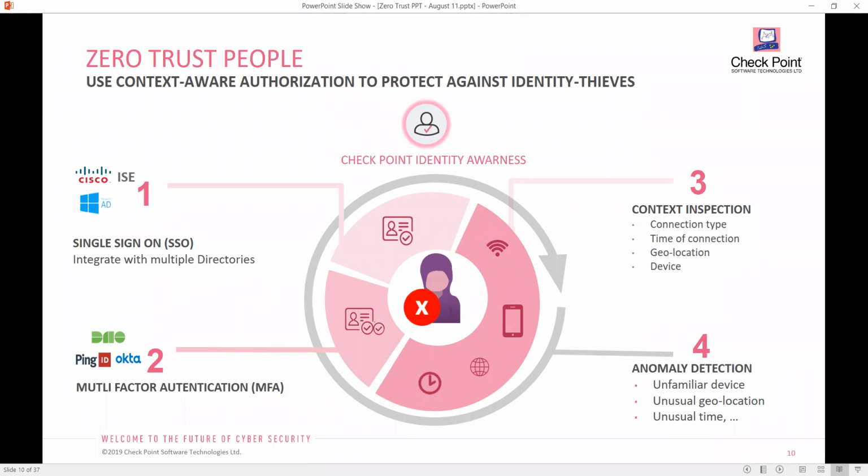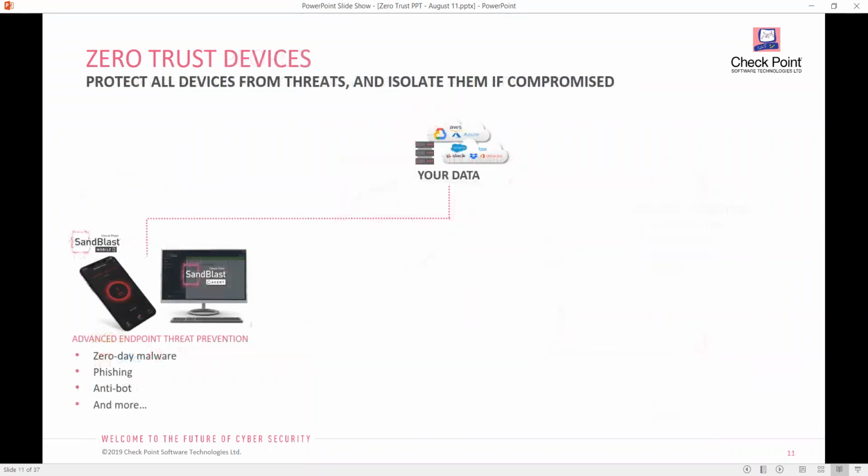But being able to enforce single sign-on with AD for specific rules across specific environments, MFA, and then being able to take that context and align it with anomaly detection using AI. Again, geo, time, locations is key to being able to trust and verify. It's the difference between authentication and authorization, right? Okay, and then zero trust devices.